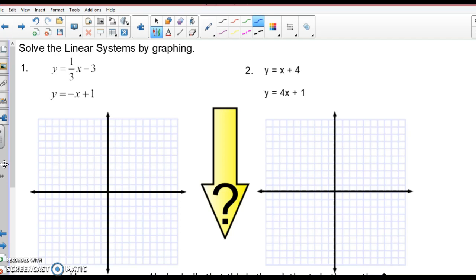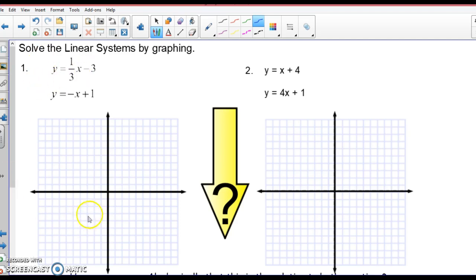First of all, these are both in slope-intercept form, correct? Are the slopes the same or different? Different. So we know the lines are going to intersect. So how many solutions are there going to be? One. So let's graph this first line.